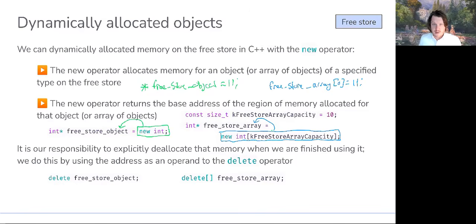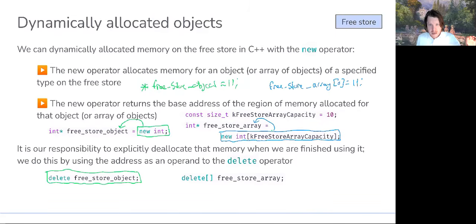Now, when we're done interacting with these objects, when we no longer need them, it is our responsibility to explicitly deallocate that memory. We do this by using the address as an operand to the delete operator. Notice here, we're calling delete on the address, the value of free store object. Remember, if we were to cout free store object, what would be printed to the screen? An address. So you can view this as delete followed by the value stored in free store object, which is an address.